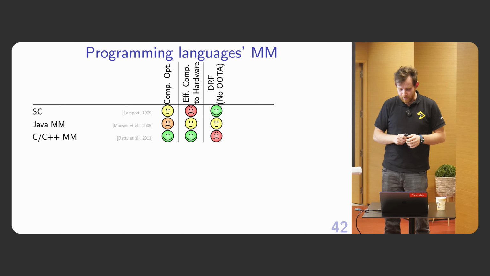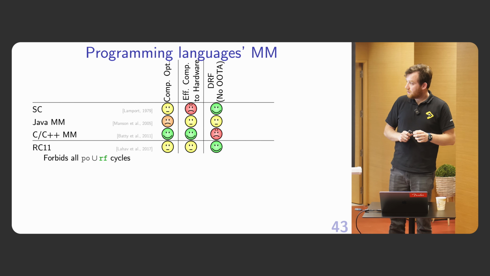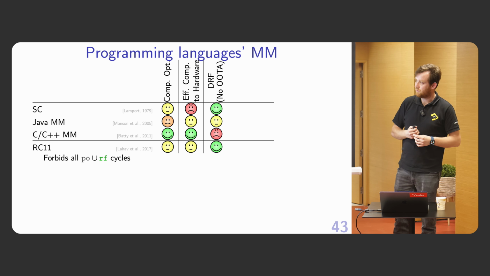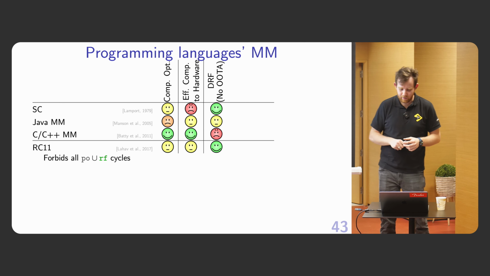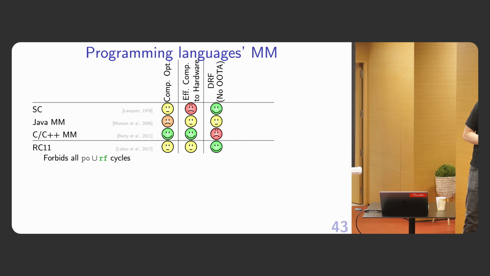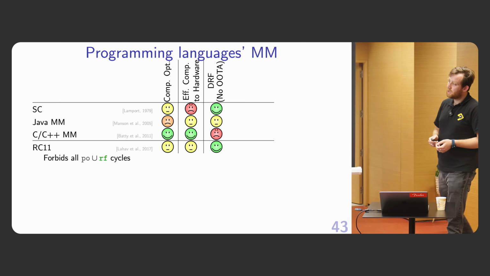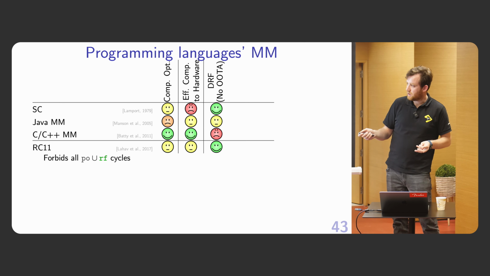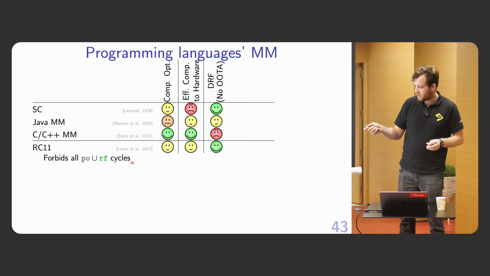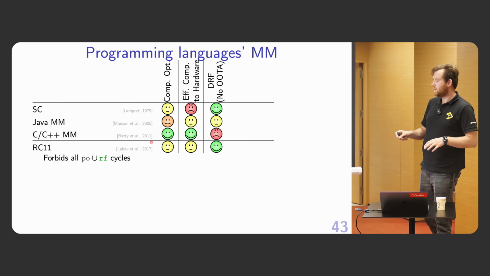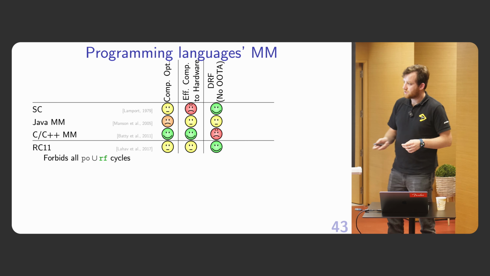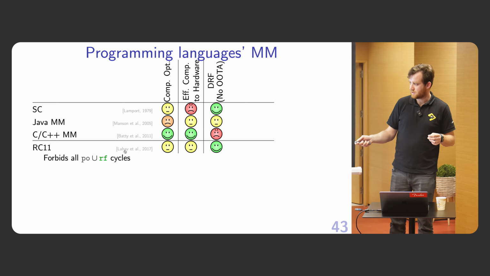Yeah. So there are different solutions for the problem, and one of them, which is considered likely to be adopted by many languages, was proposed by my colleagues in their 2017 paper. But actually, the idea was there for some years, and the idea was just to forbid all PRF cycles, right?